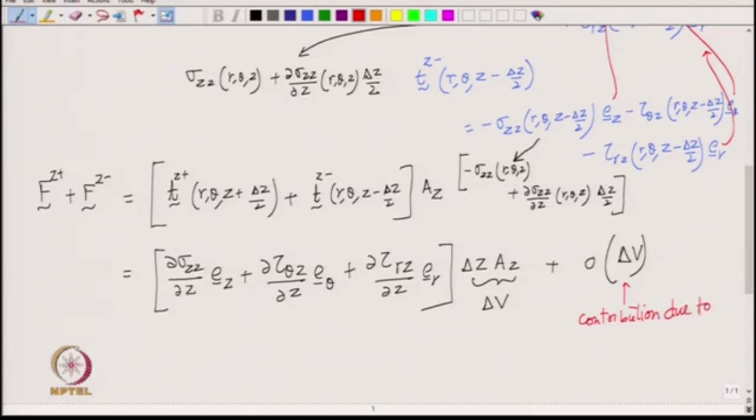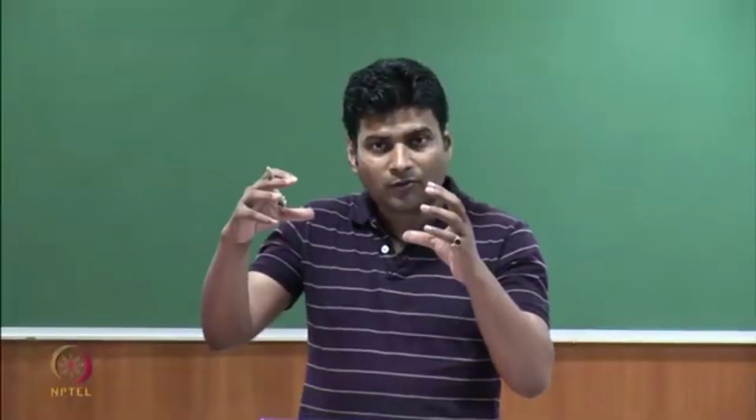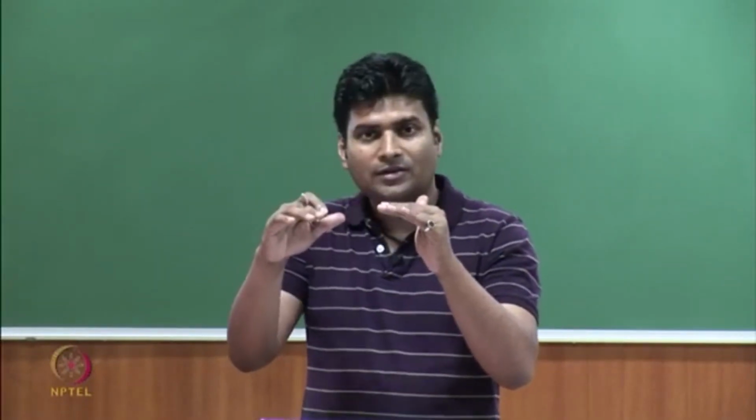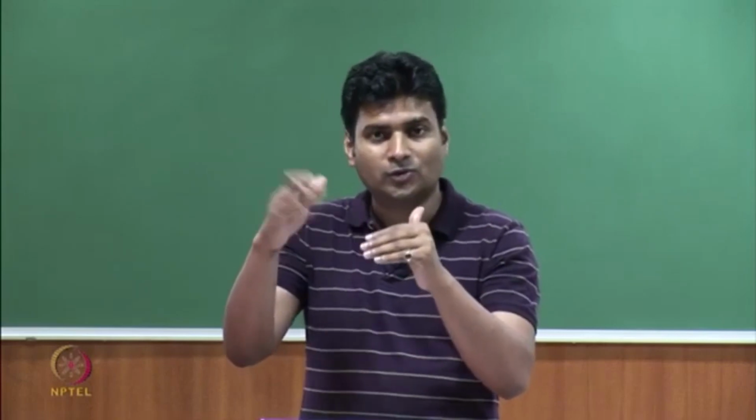So, the contribution due to variation of traction on the z plane is small o of delta v. Therefore, it did not show in our derivation, it is in this small o, okay, and we know that small o finally is going to cancel as you shrink the volume of the cylindrical element and divide by delta v, then small o of delta v by delta v goes to 0.